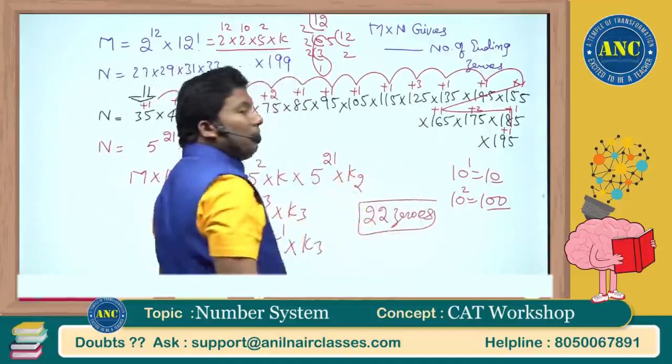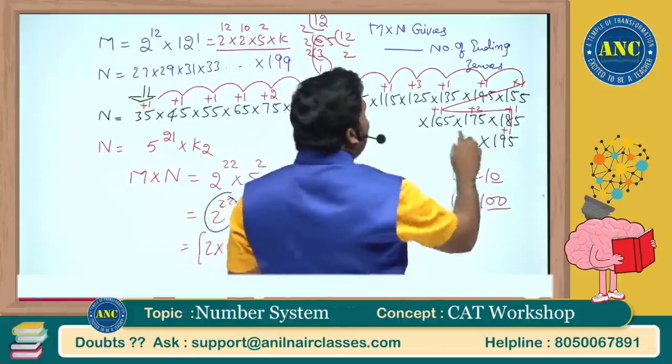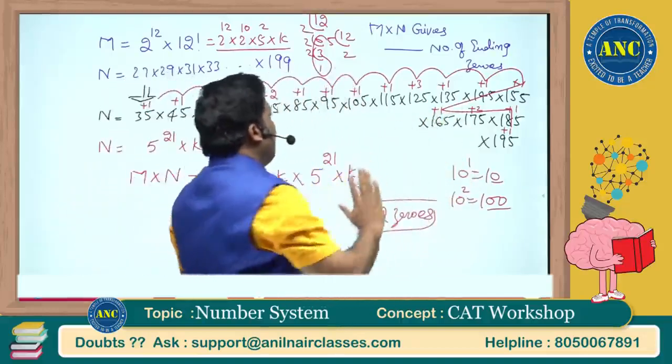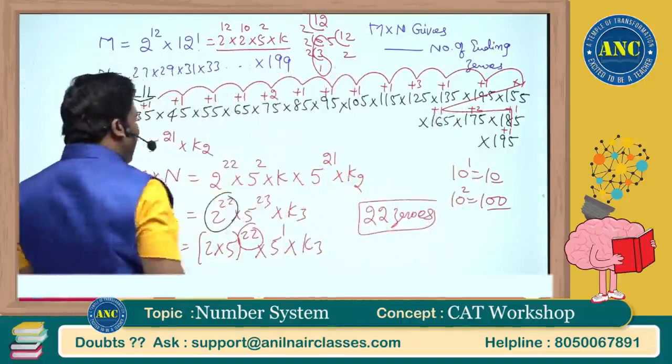125, why did I write plus 3? 125 is 5 cube. 175 is 25 into 7, it is plus 2. I hope it is clear. So 5 into 7, 5 into 9, all will get added.